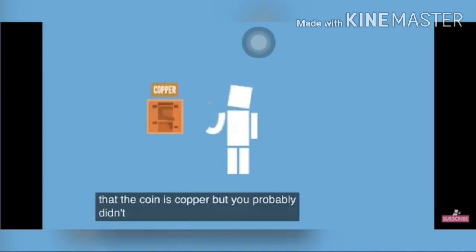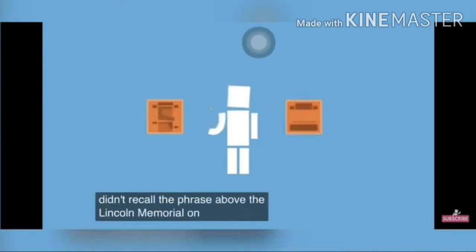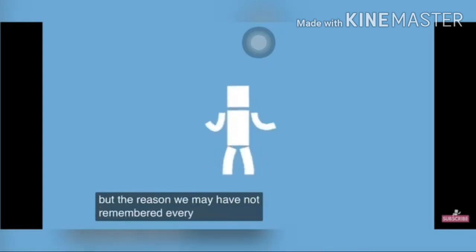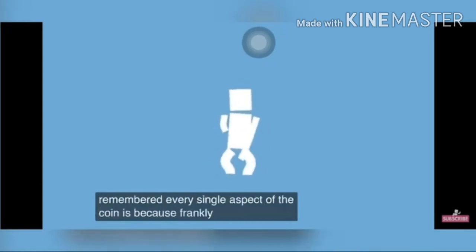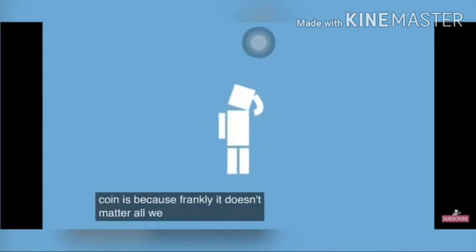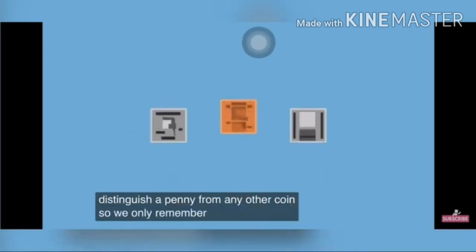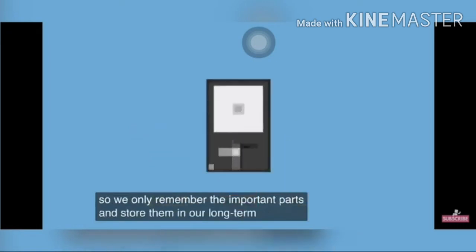But you probably didn't recall the phrase above the Lincoln Memorial on the back of the penny. If you did, congrats. But the reason we may have not remembered every single aspect of the coin is because, frankly, it doesn't matter. All we need to know is how to distinguish a penny from any other coin, so we only remember the important parts and store them in our long-term memory.